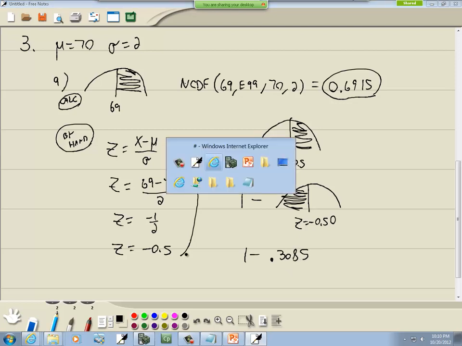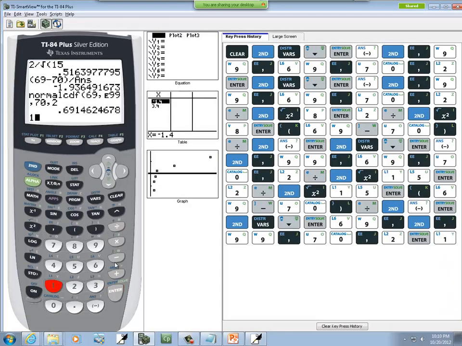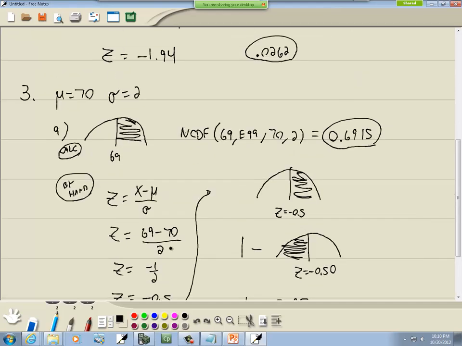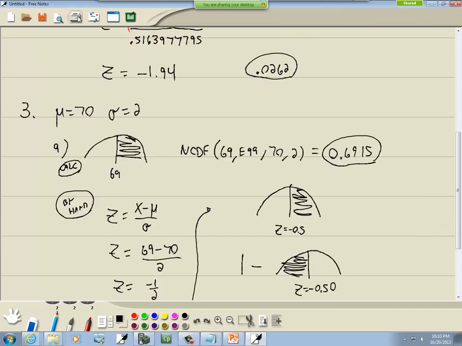So 1 minus that, let's see what that gives us. 1 minus 0.3085, enter. And we get 0.6915. Oh, that's bizarre. It matched exactly that time. Of course, I guess I didn't do any kind of rounding here, did I? Let me save that.